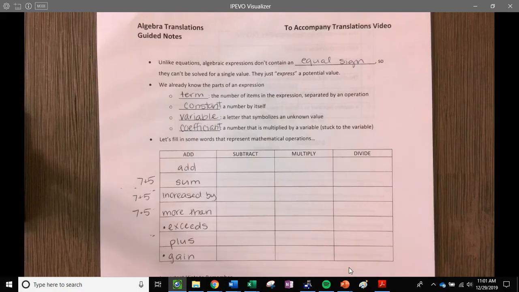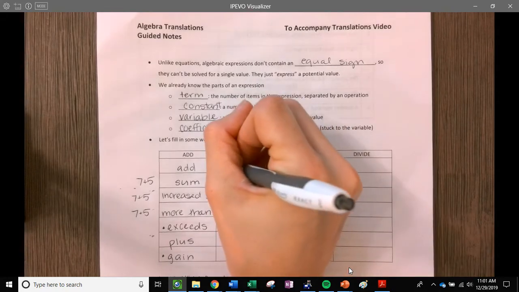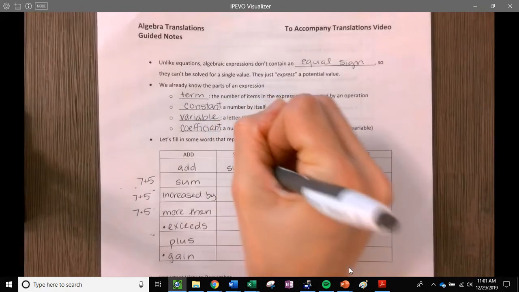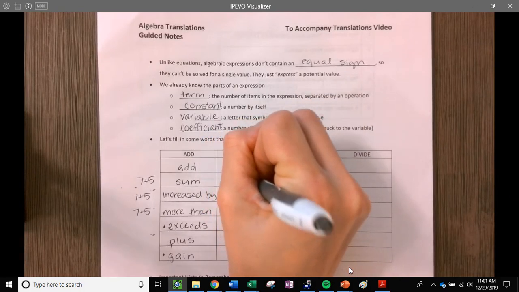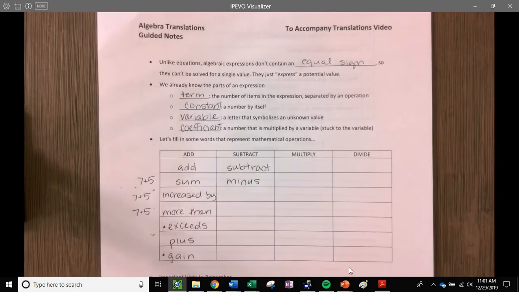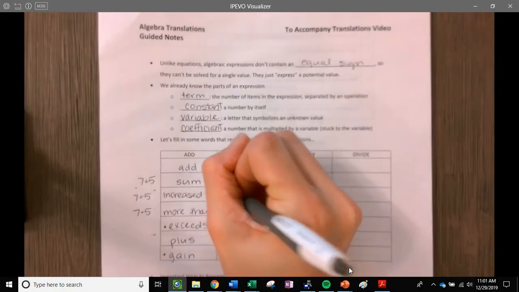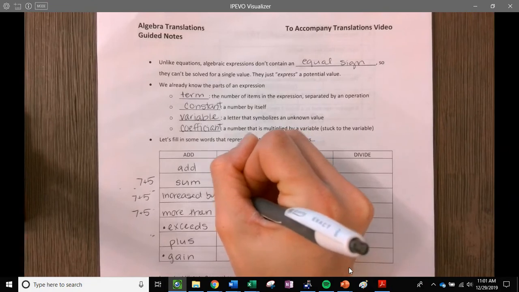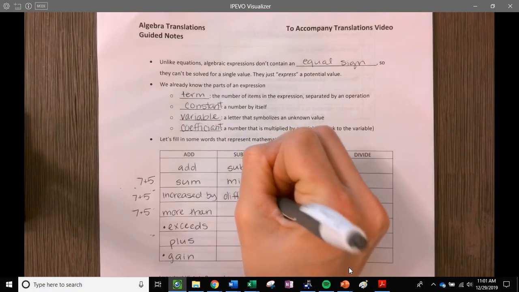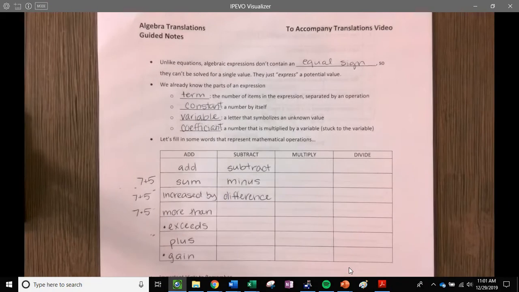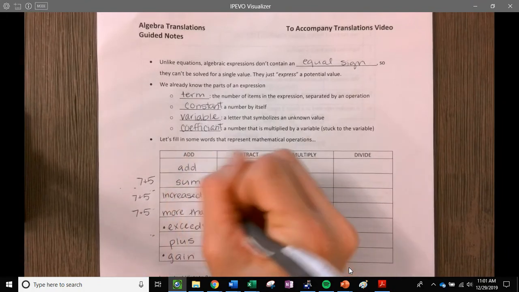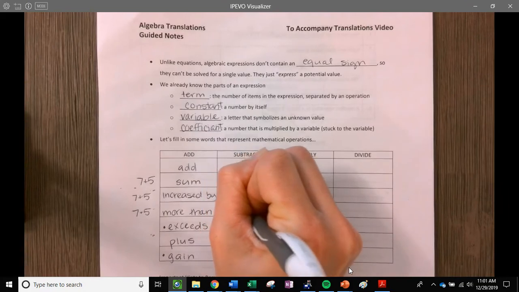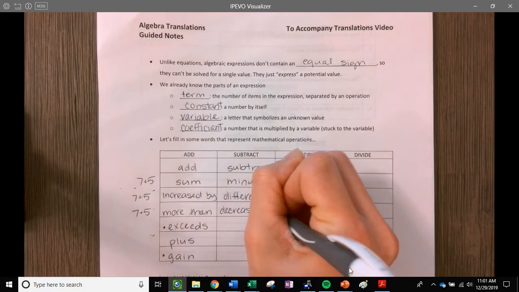Okay. Subtract is the same thing. You know, we subtract or minus. 7 minus 5. Difference. Difference is kind of the counterpart to sum. Sum and difference are often seen together. Decreased by. You could see we had increased by, so decreased by. That's a possibility.